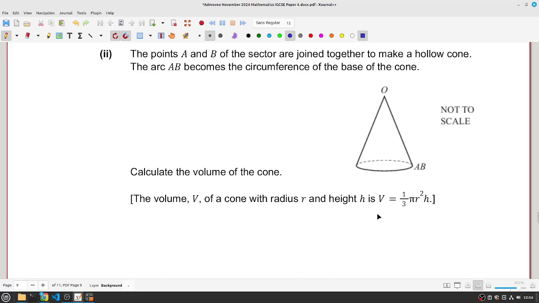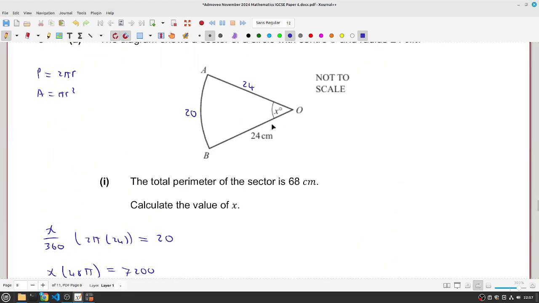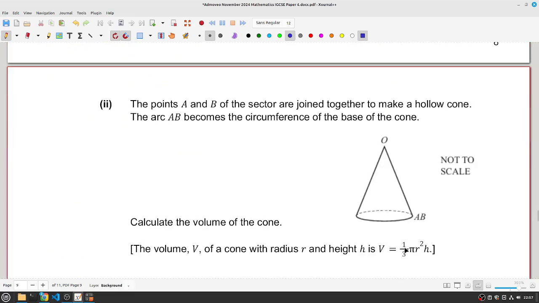We need to know the formulas for any prism. We need to be able to calculate that and know the formulas. Anything that's not a prism, like spheres or cones or other irregular shapes, they might give us the formula for in the exam. Okay, so a third, pi r squared times h. So what's the problem? We don't know the radius of this, and we also don't know the height. Okay, so from O to AB, we know that's 24. So let's write that in. We know this is 24.